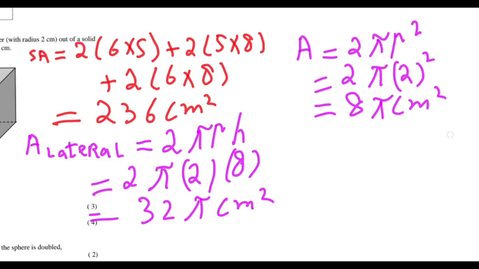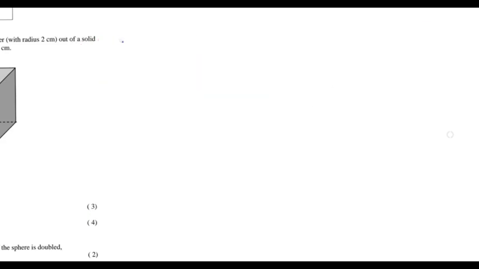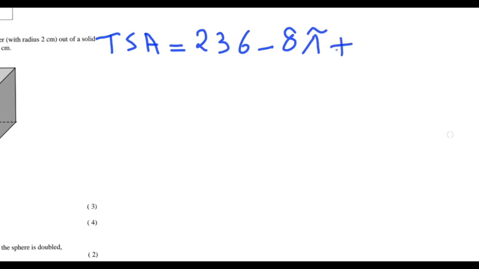Now I'm going to calculate the total surface area of the remaining solid. Must remember, you can write this formula one time, or you can calculate separately, same thing. So now the total surface area is equal to the original prism surface area minus the area of two circular holes plus the lateral surface area of the cylinder. So the original prism surface area is 236, minus the area of two circles which is 8 pi, plus the lateral surface area of the cylinder which is 32 pi.